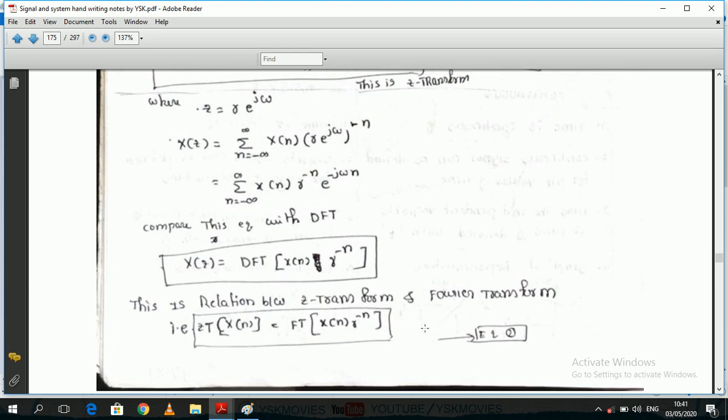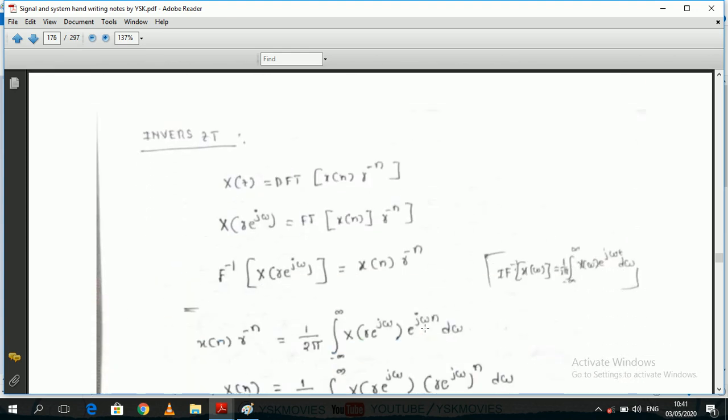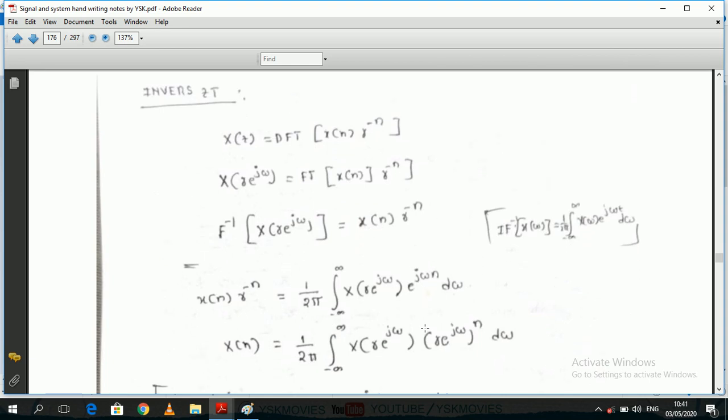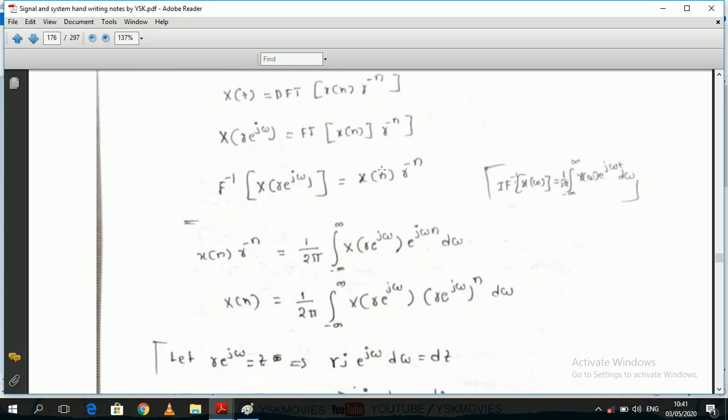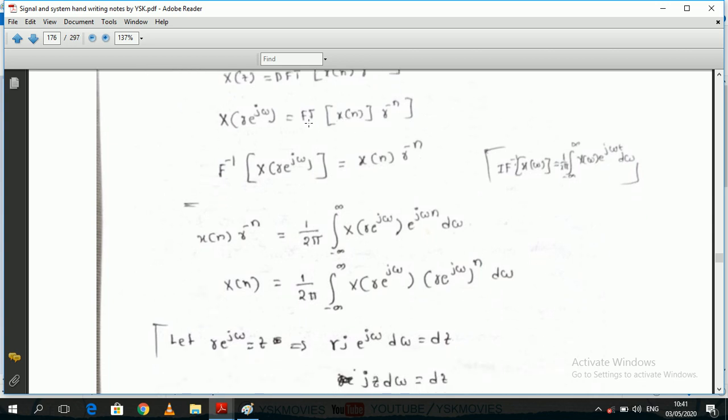See, okay. So the inverse z transform. Let's consider X of z is equal to the discrete Fourier transform of x of n into r power minus n, where z is equal to r into e power j omega. So just for the transform, keep it on one side or move it to the left side, and it becomes like an inverse.